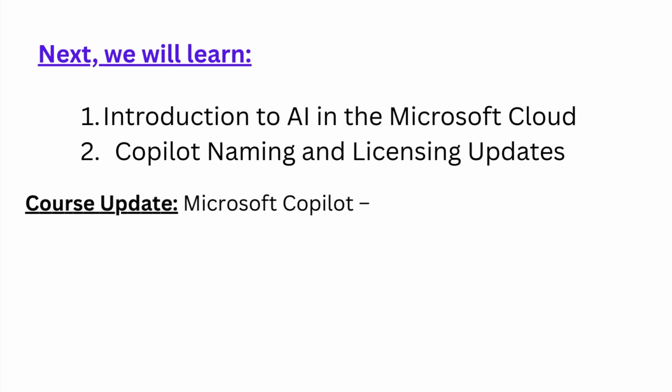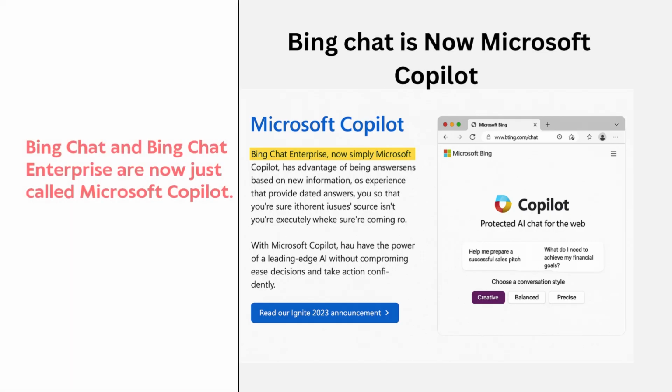Course update: Copilot naming and licensing. Name change. In late 2023, Microsoft renamed Bing Chat and Bing Chat Enterprise to Microsoft Copilot. People often call it Microsoft Copilot for the web. How you access and use it hasn't changed, just the name. What is it? In 2023, the name Bing Chat was changed to Microsoft Copilot. The tool stayed the same, only the name changed. It's often called Copilot for the web now.